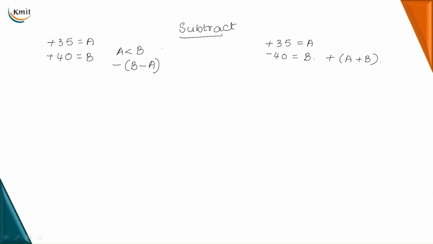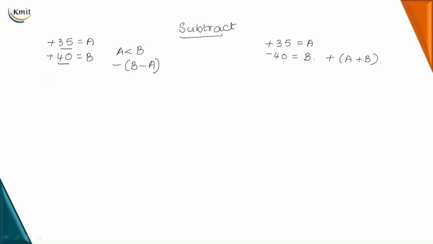Here I am considering an example where my first operand A is positive and B is also positive. In this case, according to the table, when both values are positive, I have to check if A is less than B, greater than B, or equal to B. Just check the numbers, not the sign. A is less than B, and from the table, it is minus of B minus A. So the resultant sign will be minus. I have to perform B minus A.